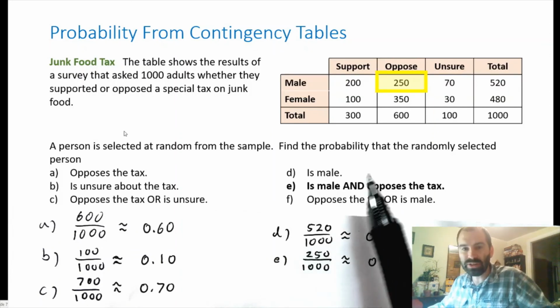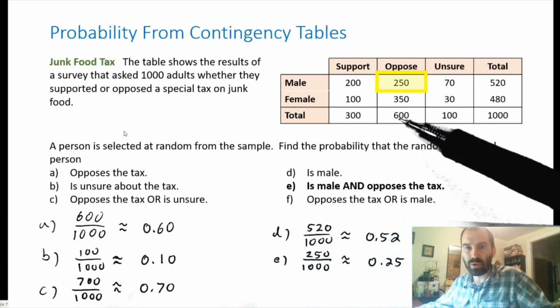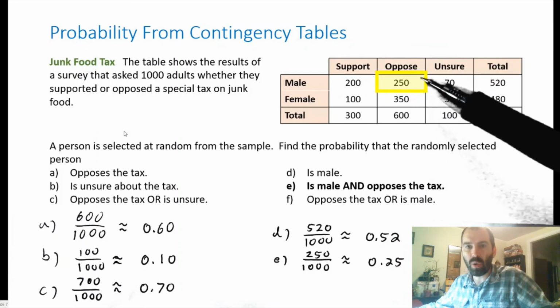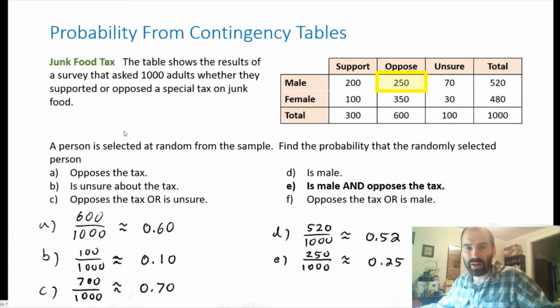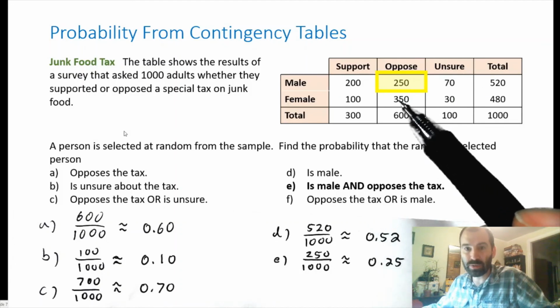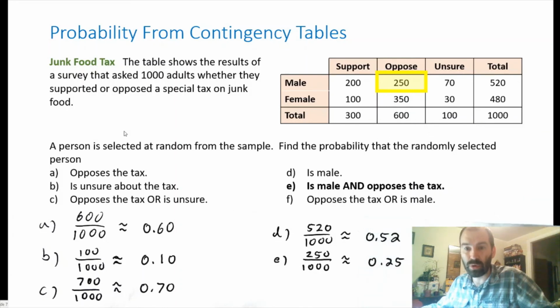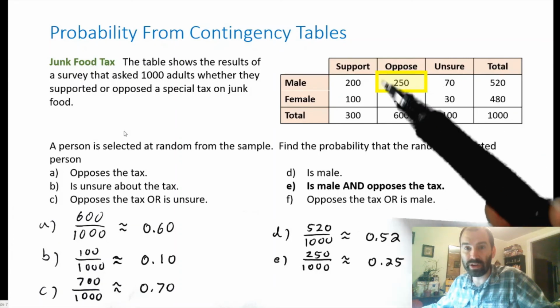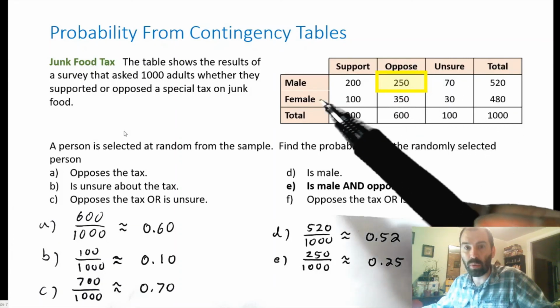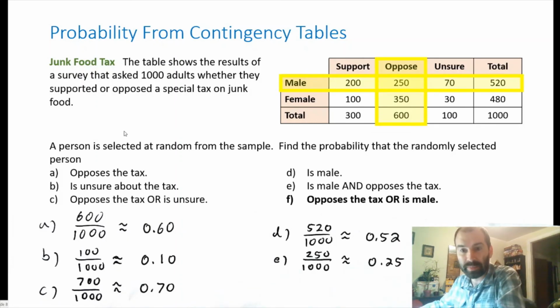What about opposes the tax or is male? Instead of being male and opposing, they're opposing or male. Well, if you oppose and are female, then you qualify because you oppose. Or if you're male and you support, you qualify because you're male, right? So you just have to be one or the other, either in the opposed column or the male row. So that's looking at this.